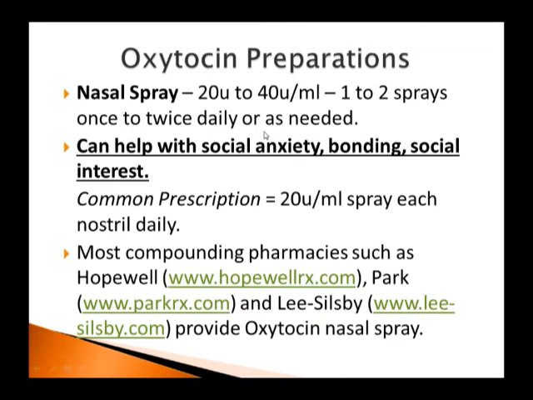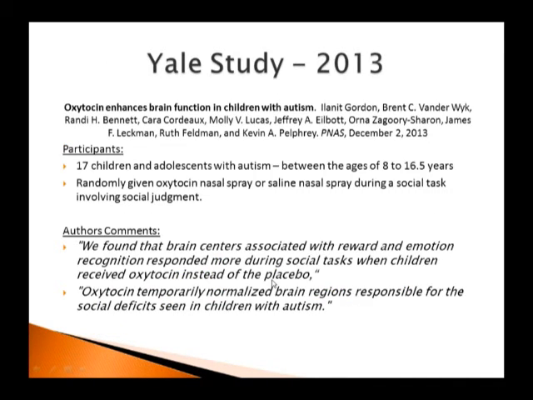Unfortunately, there's not an exact amount that's been determined specific for age or weight, so a lot of it is dependent on how well an individual does, and so working with a doctor to figure out what the optimal dose is going to be. But on average, about a 20 unit per ml spray each nostril daily is a common prescription. And these are just a list of the number of different pharmacies that do produce oxytocin nasal spray, and they also produce the sublingual, which I'll talk about shortly.